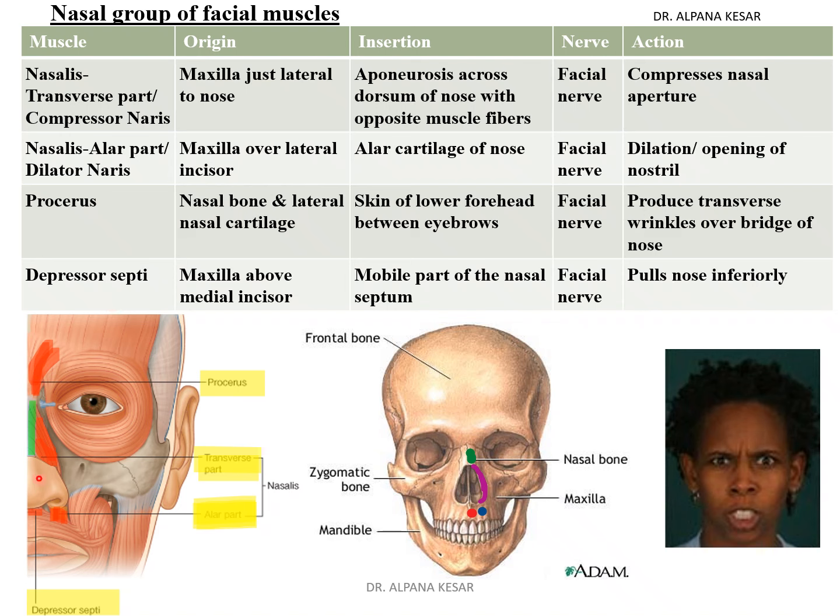Depressor septi. This muscle is depressor septi. Depressor septi takes origin from the maxilla over the medial incisor, as marked in red. An insertion is in the nasal septum. Its action is to pull the nasal septum inferiorly. All four muscles, that is compressor nares, dilator nares, procerus and depressor septi, are supplied by branches of the facial nerve.